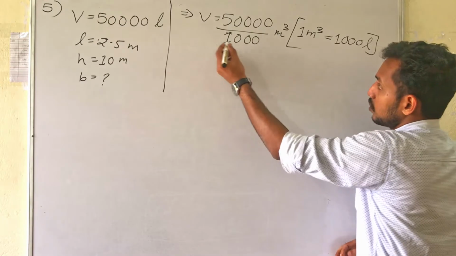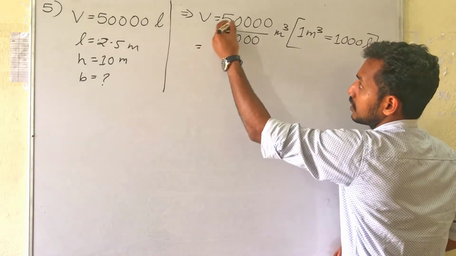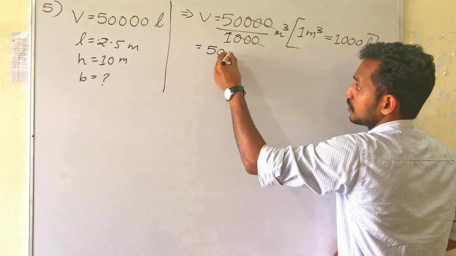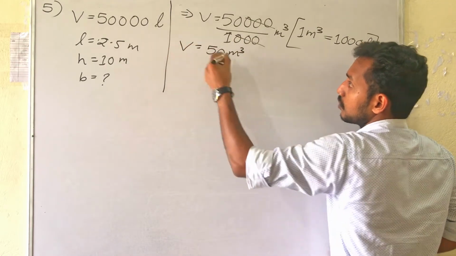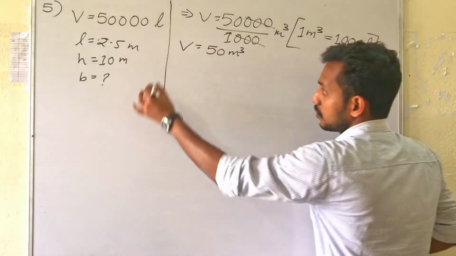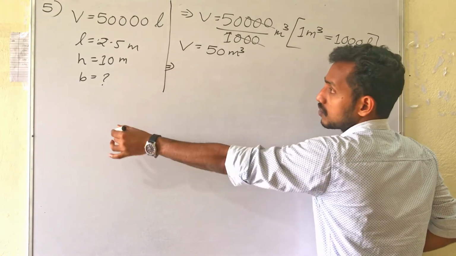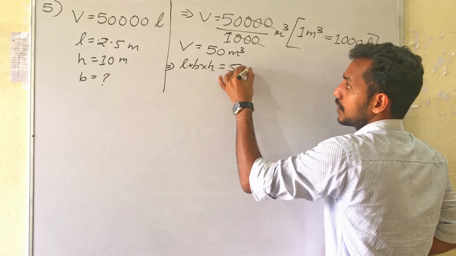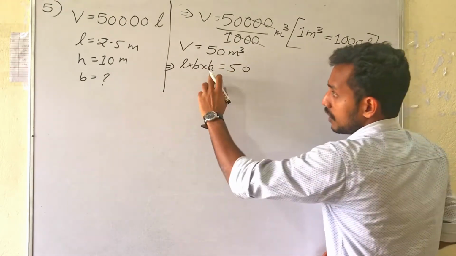So which is equal to, what is the volume we will get? 50 meter cube. Volume is equal to 50 meter cube. Which implies what is volume? Length into breadth into height, which is equal to 50. What is length here?